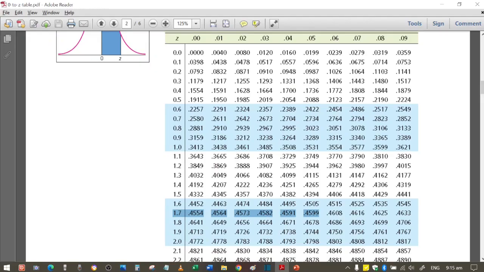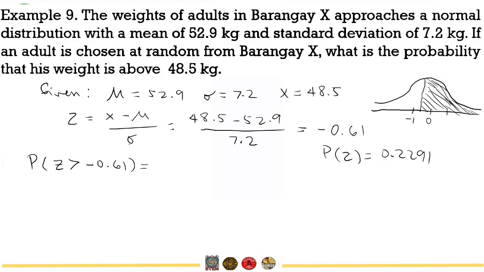The area for 0.61 is 0.2291. So what do we do with 0.2291? We will add 0.5. So 0.5 plus 0.2291. Therefore, the probability that his weight is above 48.5 kilograms is 0.7291 or 72.91%. Then you will give your conclusion.